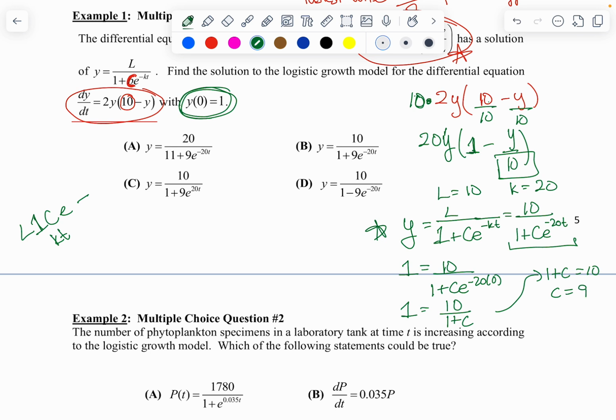Well, C is positive 9, right? I know what the equation looks like. I know that K is that, C is 9, L is 10. So the answer has to be B.